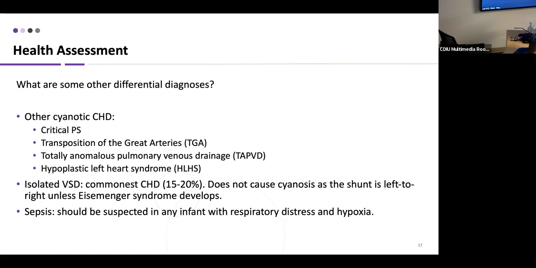So other cyanotic congenital heart defects include critical pulmonary stenosis, transposition of the great arteries, total anomalous pulmonary venous drainage, and hypoplastic left heart syndrome. Isolated VSDs do not cause cyanosis, as the shunt is left to right. And then sepsis should be suspected if any infant with respiratory distress and hypoxia is present.